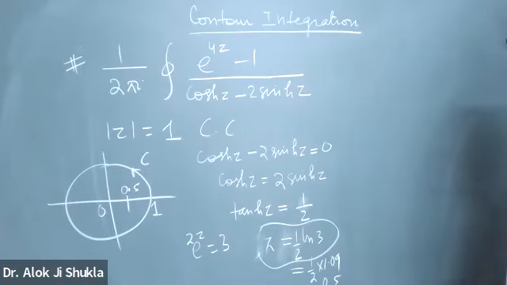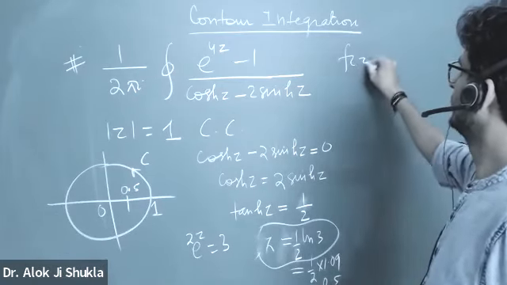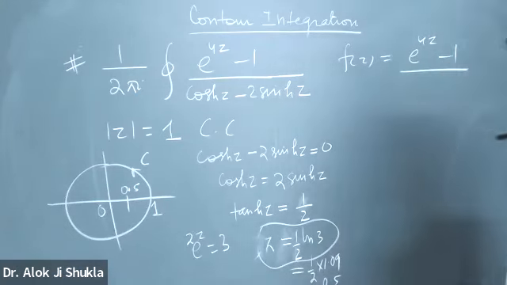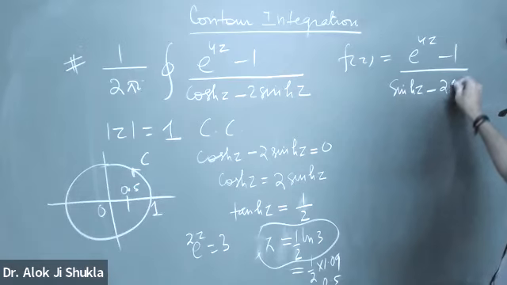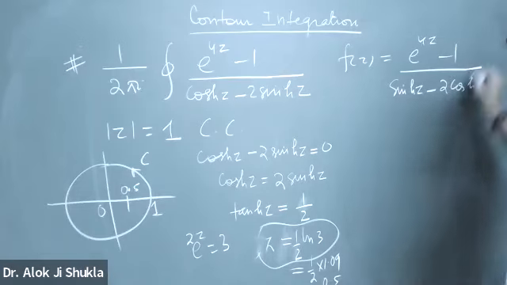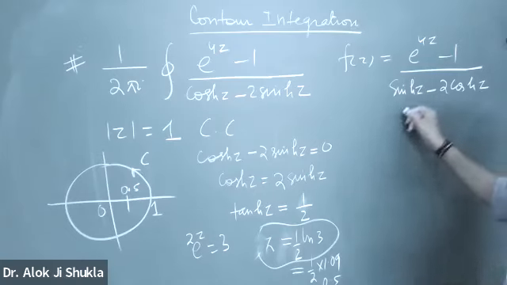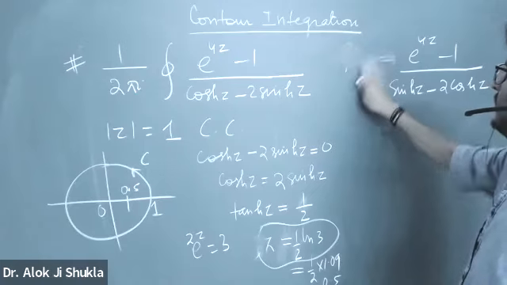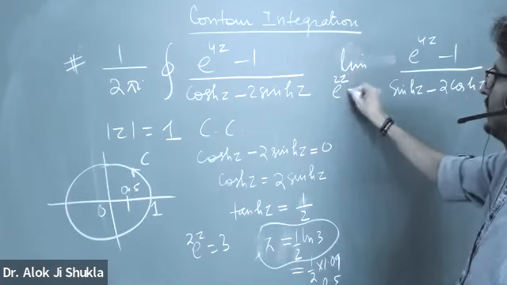Okay. Now let us get to this. F of z is phi z upon psi dash z, meaning sinh z minus 2 cosh z. So convert this into exponential. I want the residue, so I am putting the limit e to the power 2z goes to 3.